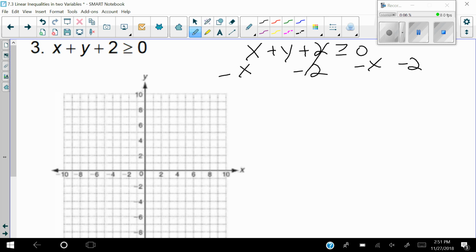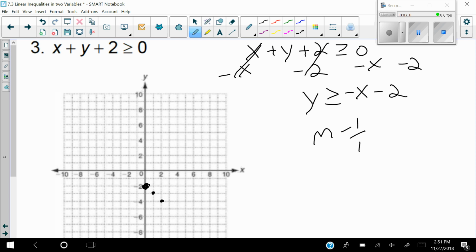And this will cancel out. I'll have y is greater than or equal to negative x minus 2. So I have my y is greater than or equal to negative x minus 2. Now my slope here is going to be negative 1 over 1. And my y-intercept is going to be negative 2. So I'm going to start here at negative 2 and make a point. And this time I'm going to go down and over 1. Down and over 1. All right.